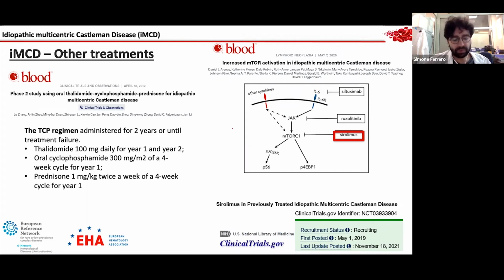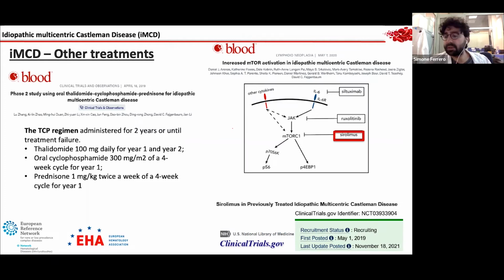For example, a combination of chemotherapy and immunomodulatory drugs can be used. For example, this TCP regimen, published 2 years ago by the Chinese group, is a regimen comprising prednisone, cyclophosphamide, and thalidomide. Or as increased mTOR activation was demonstrated in IMCD as a key pathway, some reports do suggest the usage of sirolimus, that is an mTOR inhibitor. And in this context, also a phase 2 prospective trial is ongoing. So we'll see the result in the next years.